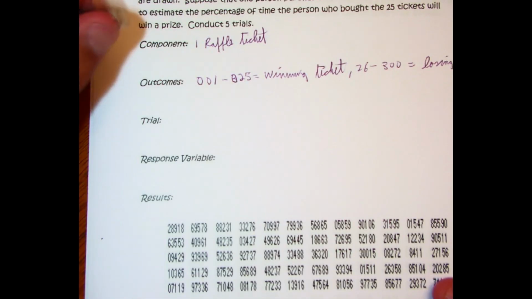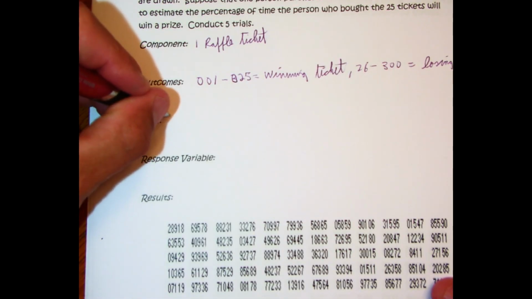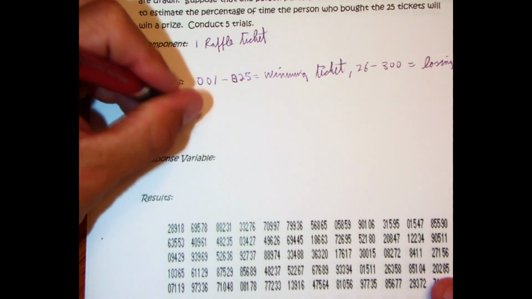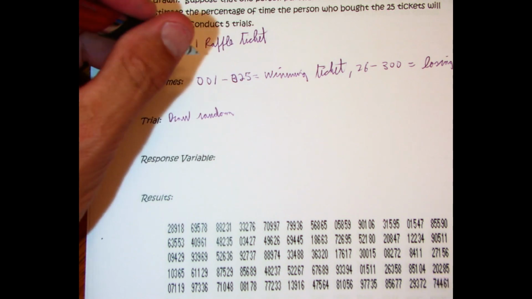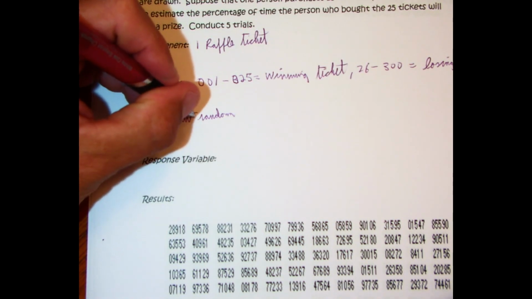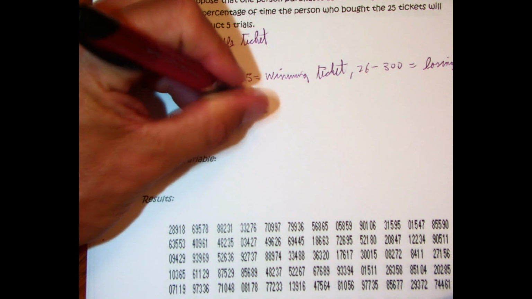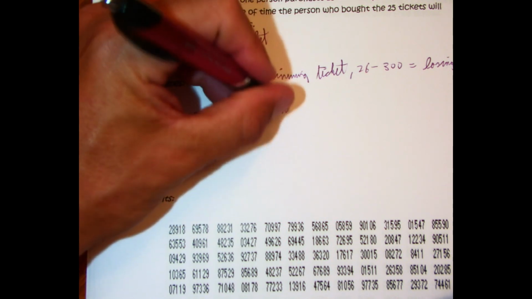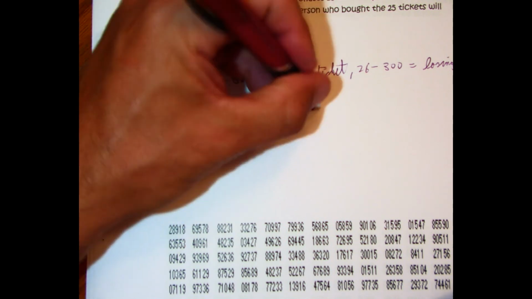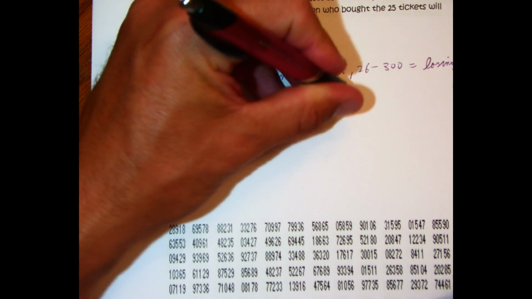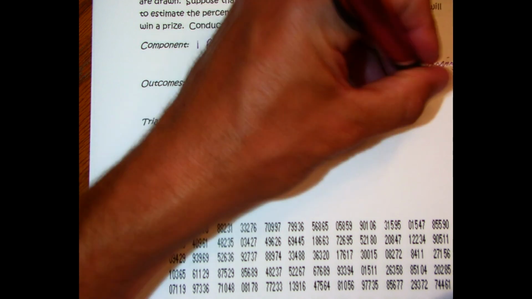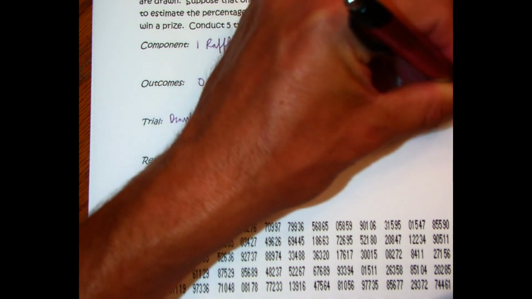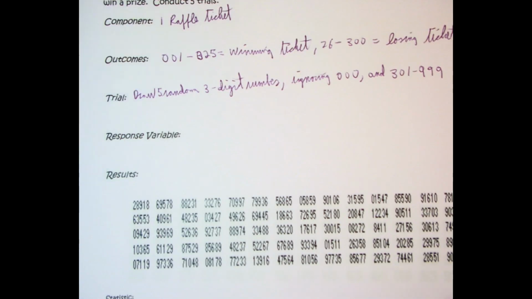So, how are we going to do this? We're going to draw 5 random 3-digit numbers. We're going to ignore the numbers 000 and 301 to 999 because we can't have those in our raffle, because we only have 300 tickets.